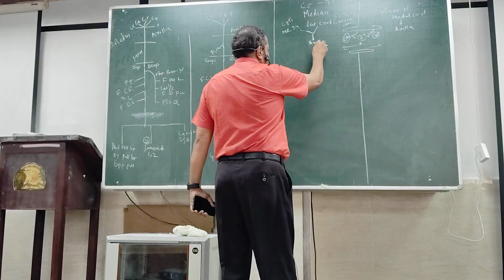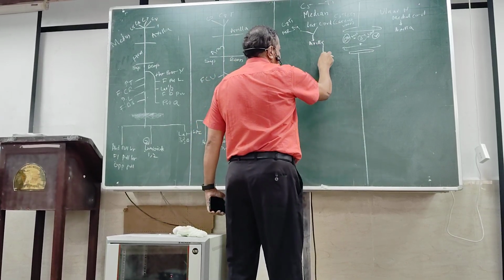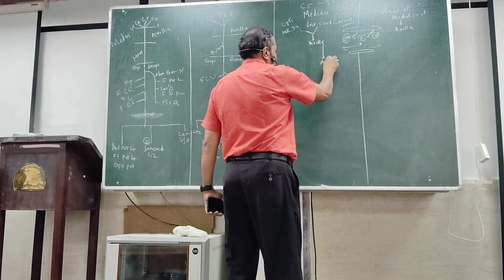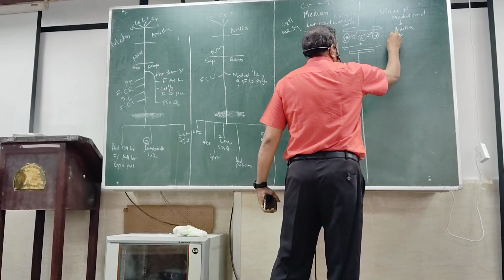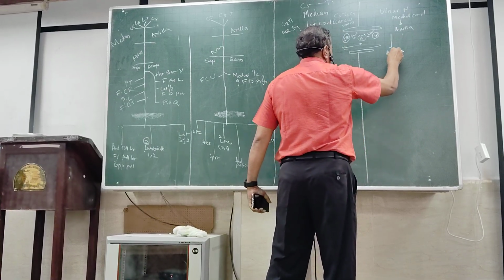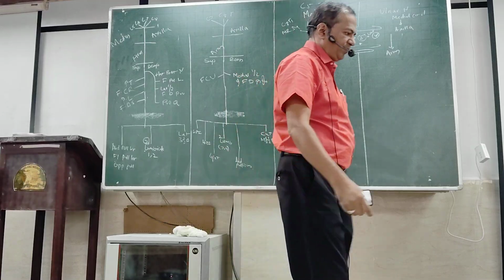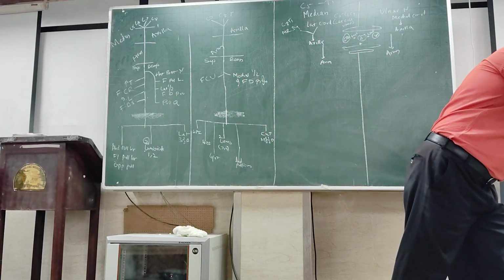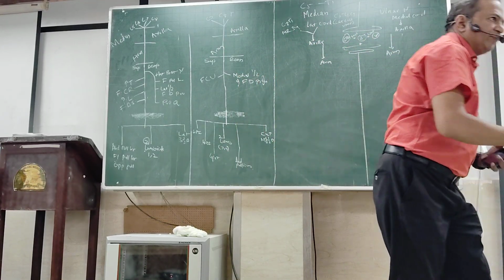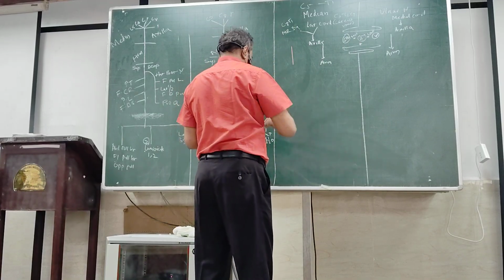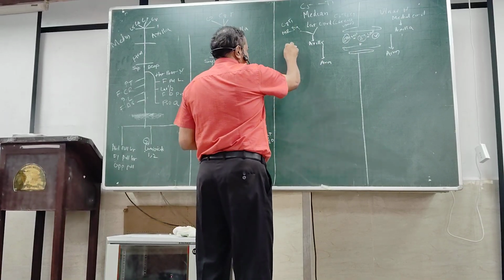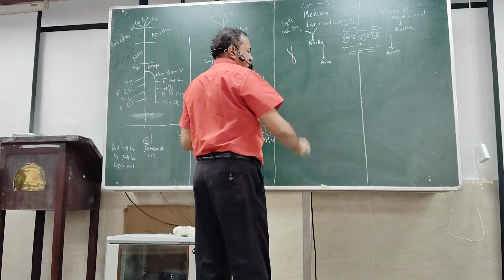Then it goes to the arm. From the axilla, this goes to the arm. This also goes to the arm. Now what happens in the arm? Regarding the median nerve, in the arm there are two things happening. This is the brachial artery. Median nerve crosses it from lateral to medial side.